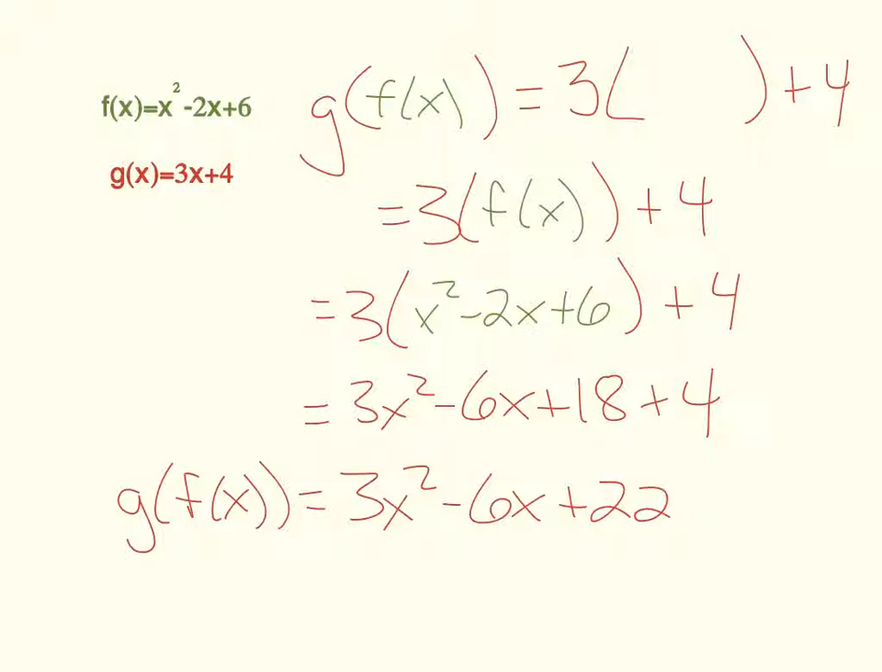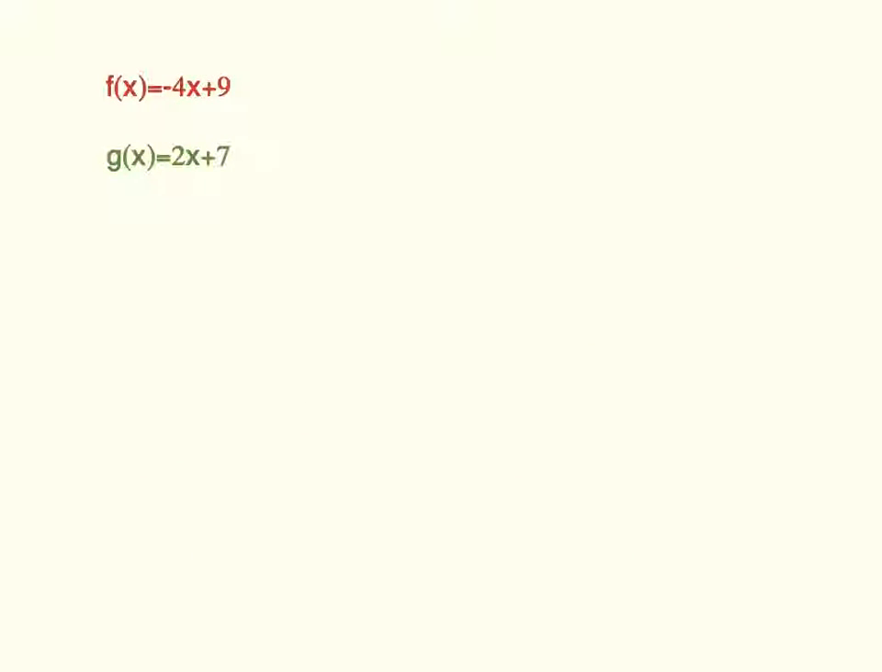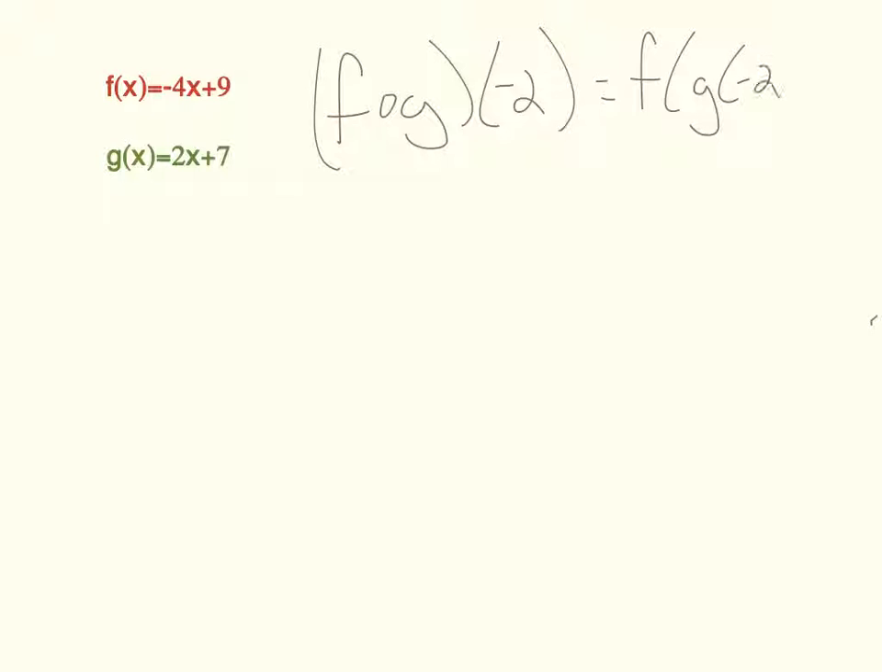So there is one other thing I'm going to show you where we would actually plug in a value. For this example, I'm going to use some basic functions just to streamline it a little bit. And let's say we want to find a value of all of this. We have a specific number that we're going to plug in. And so the question could be written a couple different ways. It could be f of g of negative 2, let's say. Okay, and again, I would write it this way, f of g of negative 2.